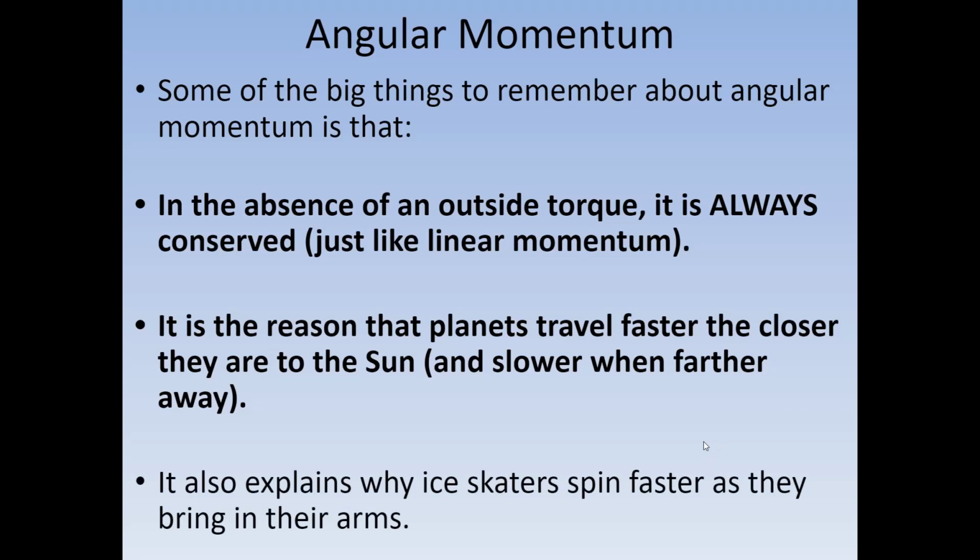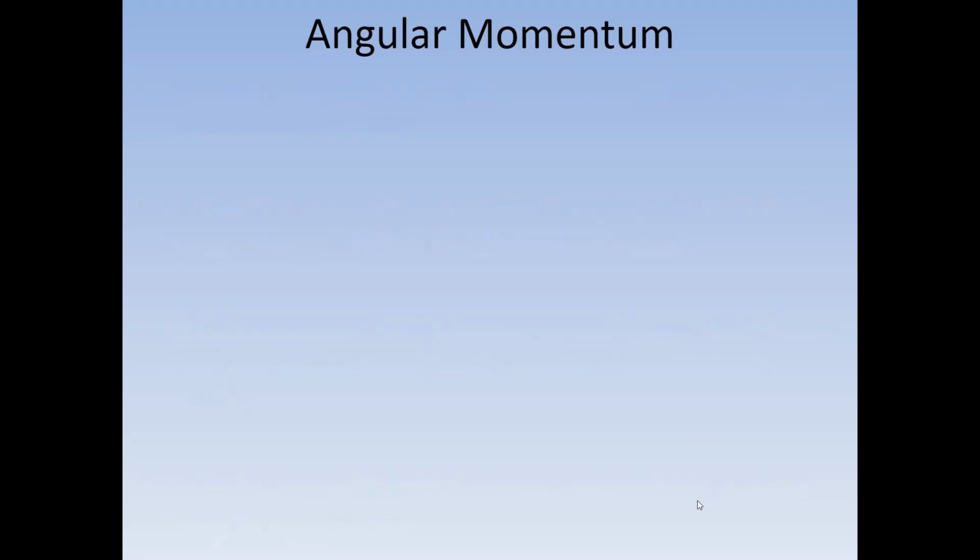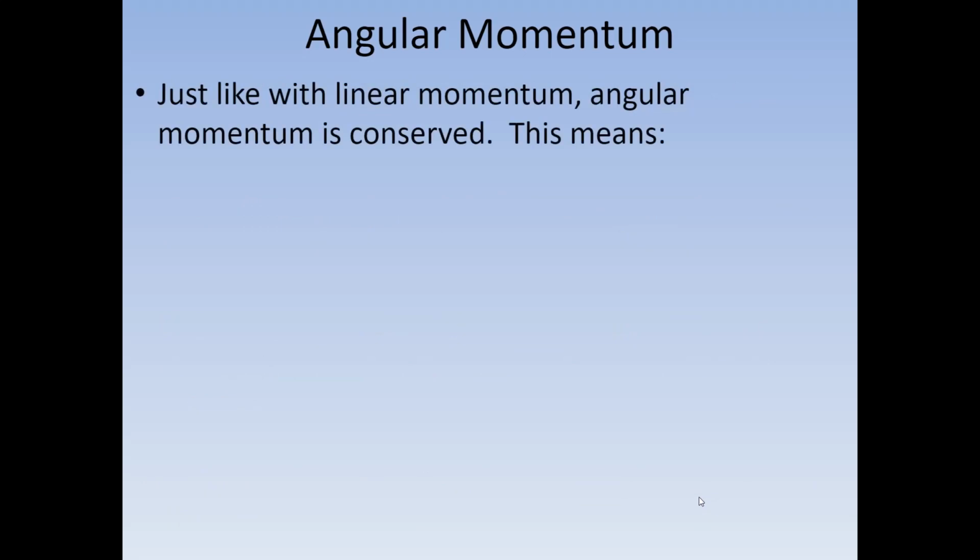It's also one of the reasons why ice skaters spin faster as they bring their arms closer together. If you've ever seen that, figure skaters tend to do that a lot. They put their arms out, they slow down, and then when they bring them in closer, they speed up. So angular momentum has a lot of real life applications. Now, just like linear momentum, angular momentum is conserved, and so we tend to write it as L naught equals L. Easy peasy lemon squeezy.